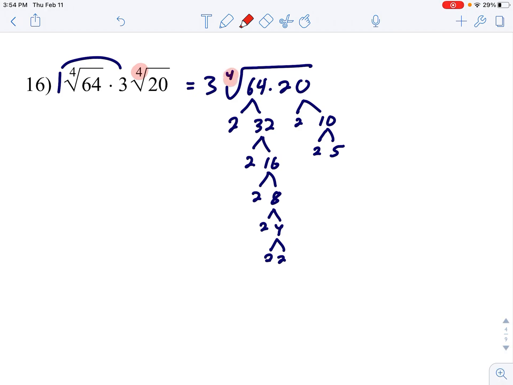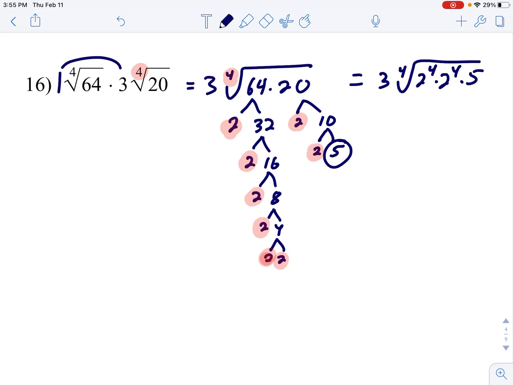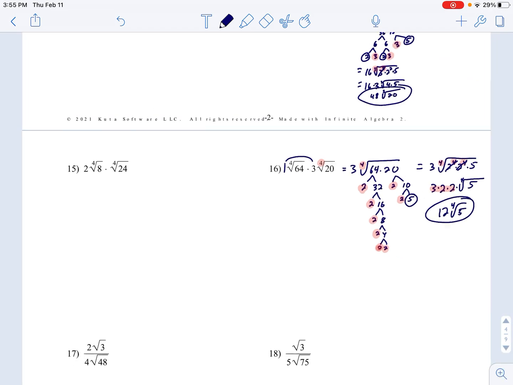So when we're doing a fourth root, we're looking for a 4 of a kind. Do we have 4 of anything? Well, 1, 2, 3, 4 2s right there. So that's 2 to the 4th power. And then, look, another 1, 2, 3, 4 2s. That's another 2 to the 4th power. And then that extra 5 right there. So the fourth root and the 4th powers cancel out. I get 3, bring out a 2, bring out another 2. Fourth root of 5 is left over. 3 times 2 is 6. 6 times 2 is 12. 12, fourth root of 5.